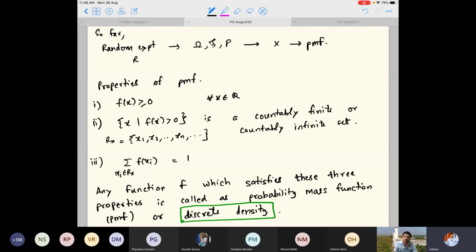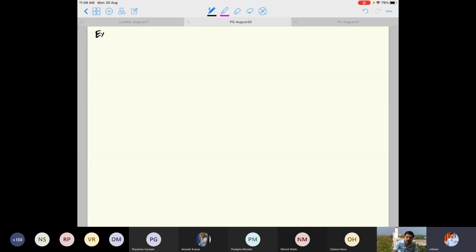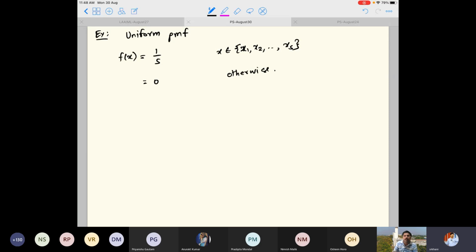Let us see a few examples of probability mass functions. The first example is the uniform PMF. I define the function f(x) to be equal to 1/s for x belonging to x1, x2, up to xs, and equal to 0 otherwise. Is this a PMF? How do you check? You check by the three defining properties.